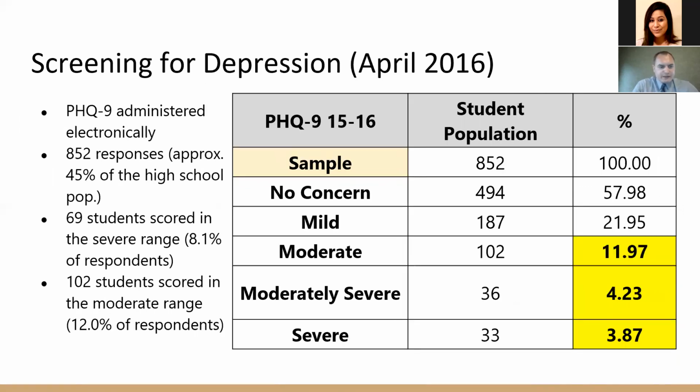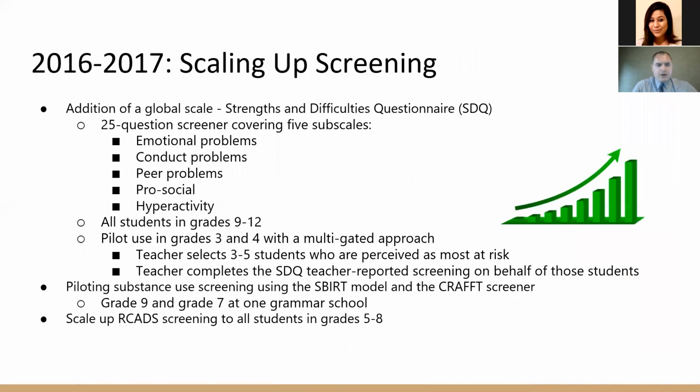And what we'll see here is similar results, with about 20% of students scoring in the moderate to severe range for depression. Next slide. We'll go to the 16-17 school year.